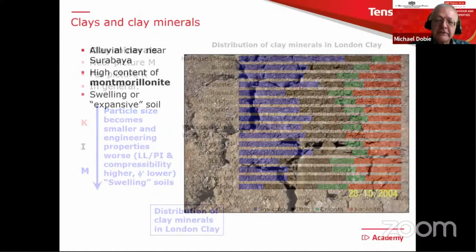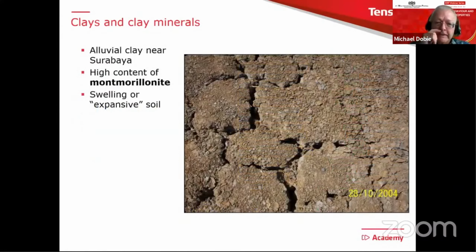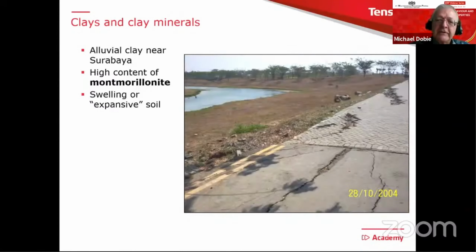So here we are. This is an Indonesian soil. This is somewhere near Surabaya. It's a very expansive soil. You can see that from the wide cracks on the surface during the dry season. And that can cause problems because it allows water to get deep into the soil. And you can see here how we have a very low angle slope failure going on. And that's been caused by the nature of these expansive soils.